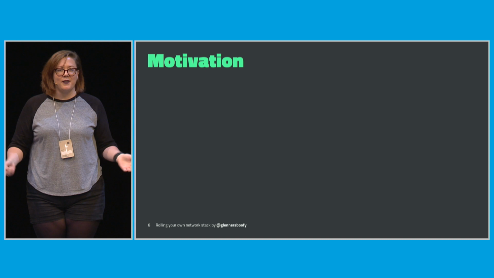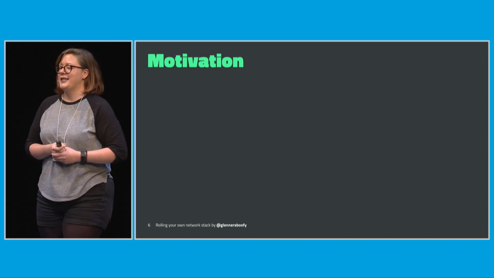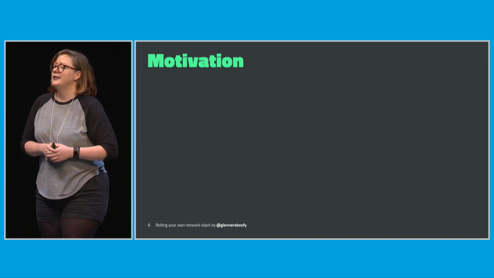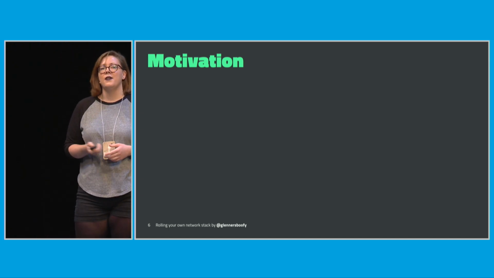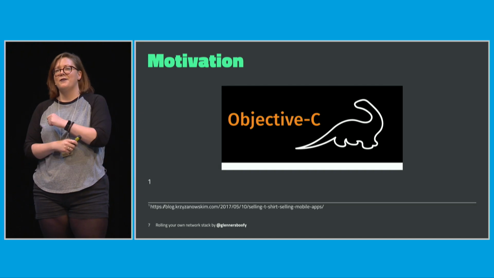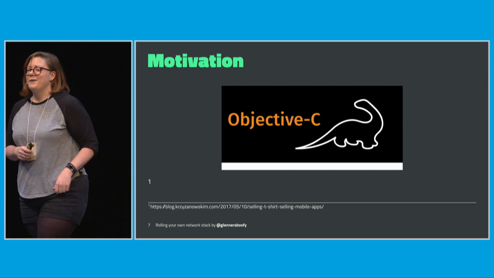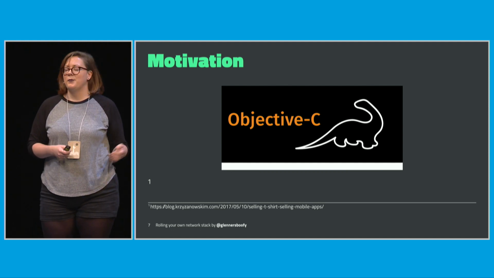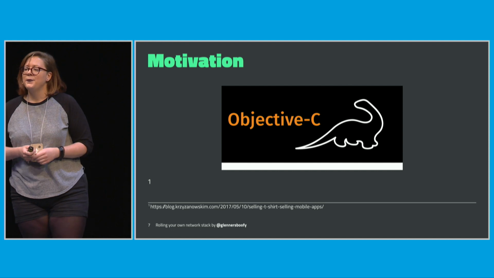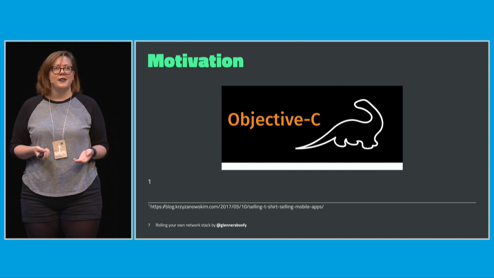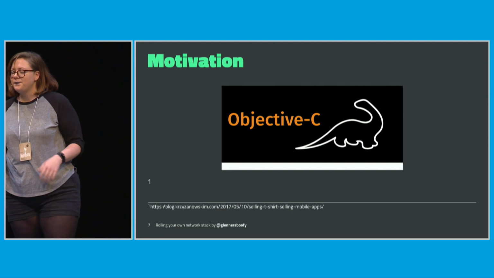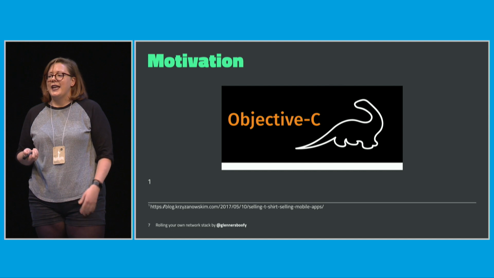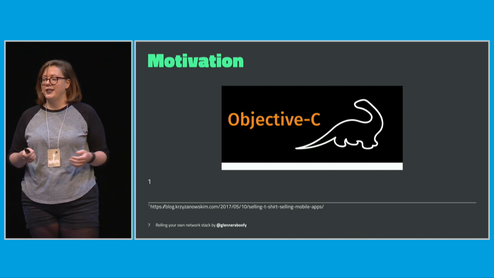Okay, so the motivation. Why am I talking about building your own network stack? This gets into a little history about my software career. Up until about a year ago, I would have considered myself something of an Objective-C dinosaur, because I had only been doing Objective-C development since I became a programmer about 7 or 8 years ago. And at that point, Swift was, I don't know, 4 or 5 years old. And I was looking for a new job at the time. And so this time last year.